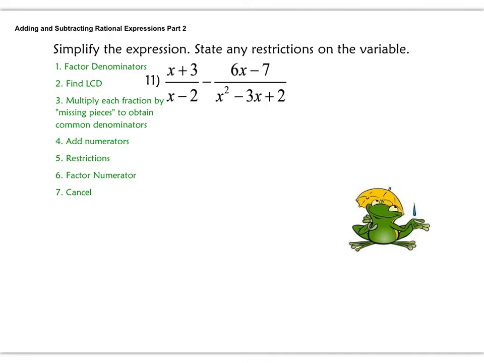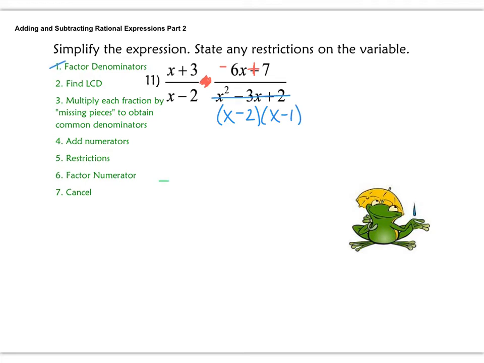All right, number 11. Notice there's a minus sign in between, so we want to distribute that to the numerator, and it's going to change those signs. Okay, so we can get rid of that because I used it to distribute to the top. All right, so here you go. Step 1 is factor denominators. The first one doesn't factor. This one would be x minus 2 and x minus 1.